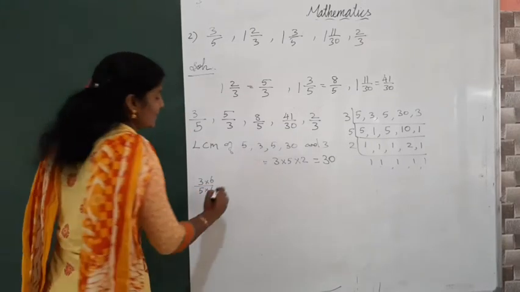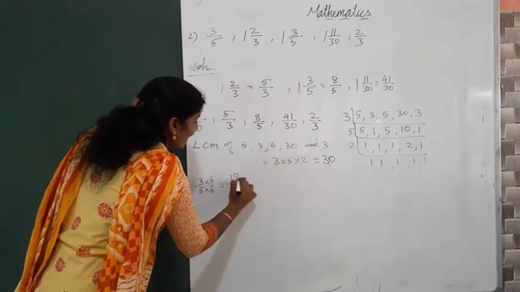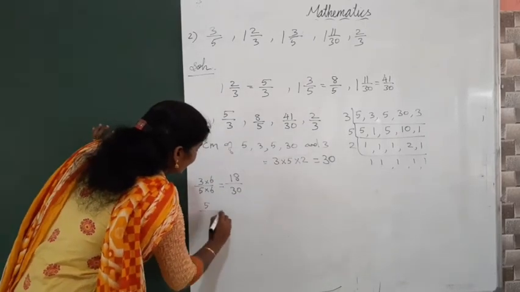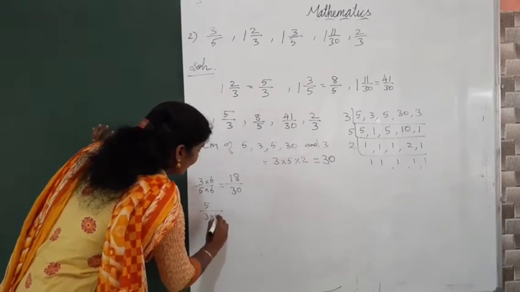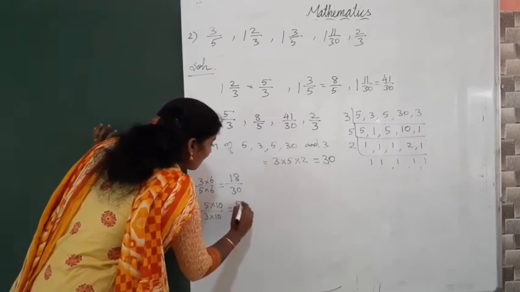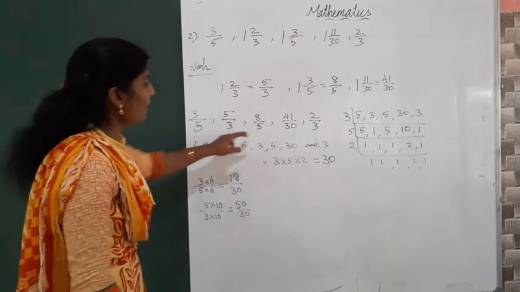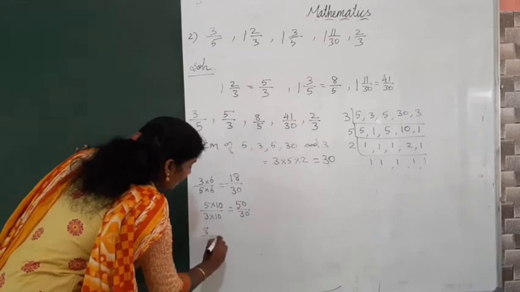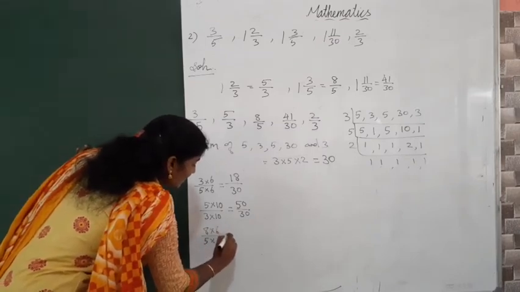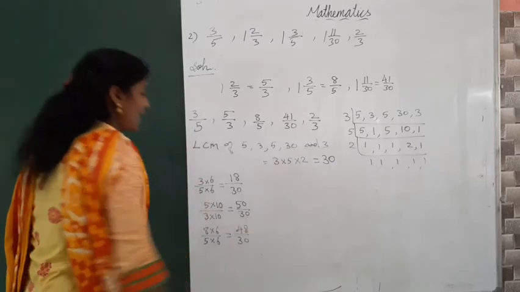Now we write 3 by 5 multiplied by 6, because 6 5s are 30. We need 30, isn't it? So 30, then 6 3s are 18. Now the second one, 5 by 3: 3 into 10 is 30, and 5 10s are 50, so 50 by 30. Now 8 by 5, into 6, isn't it? 6 5s are 30, 6 8s are 48.